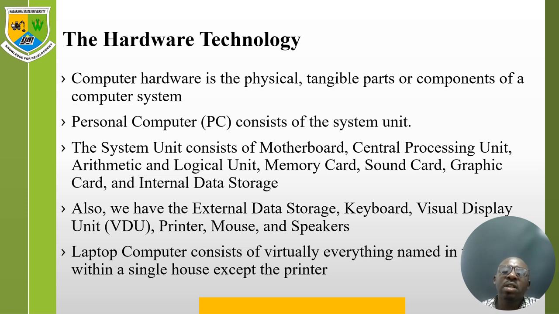In our PCs, the PC consists of what we call the system unit. The system unit consists of the motherboard, central processing unit, arithmetic and logical unit, memory card, sound card, graphic card, internal data storage, and so on. Also, we have the external data storage, which is the keyboard, visual display, that is the VDU, the printer, mouse, and the speakers. These are all things we see on the outside. When they say external, all right?